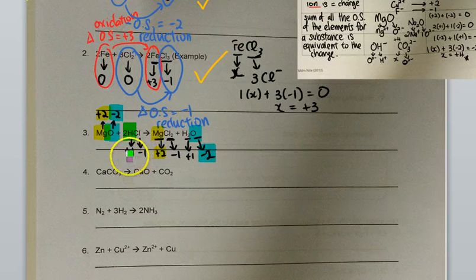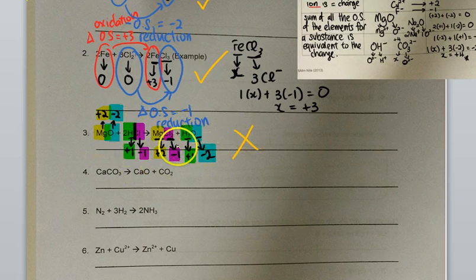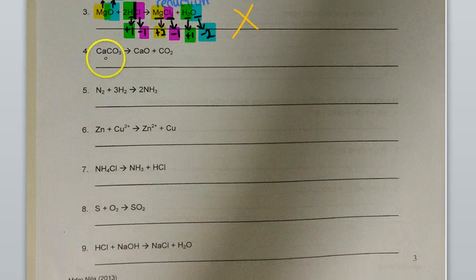How about H? H from a +1 to a +1 also. So is there a change? Nope. And last one, Cl. From a -1, it still remains as a -1. So is there a redox reaction happening here? Nope, it is no reaction. So we can say that this is not a redox reaction.